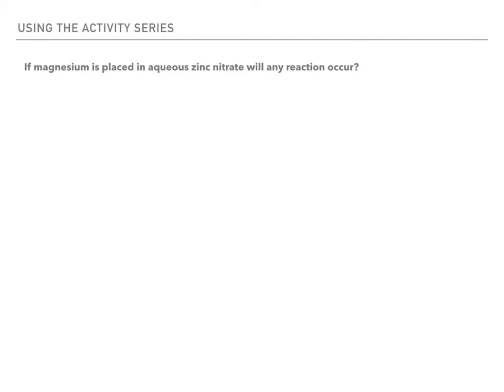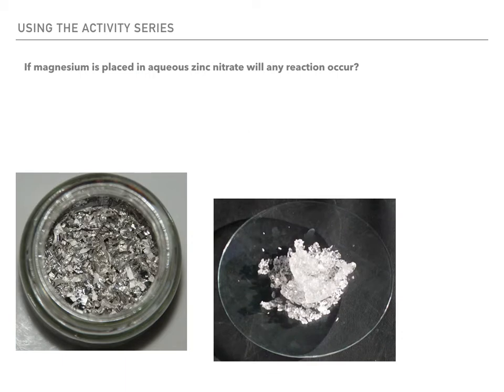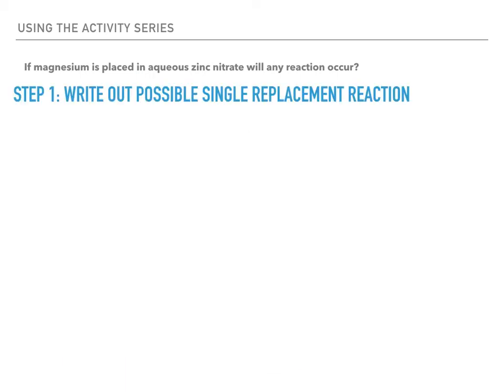Example 1 says, if magnesium is placed in aqueous zinc nitrate, will any reaction occur? We have magnesium, a metal, and zinc nitrate, an ionic compound. This is a single replacement reaction. Our first step is to write it out.